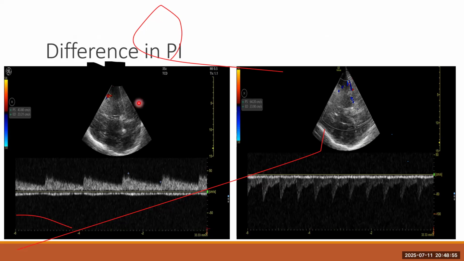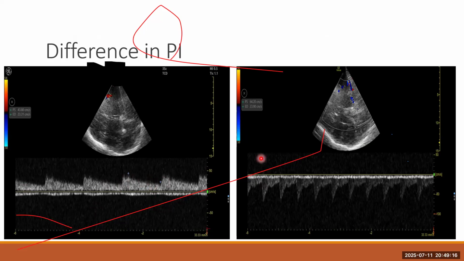This is probably the ipsilateral MCA along with a deep middle cerebral vein. Here we can see there is a rapid upstroke, there is a stepwise deceleration, and there is a robust diastole, and the step of deceleration is very uniform. There is no point which is very fluctuant or very labile.